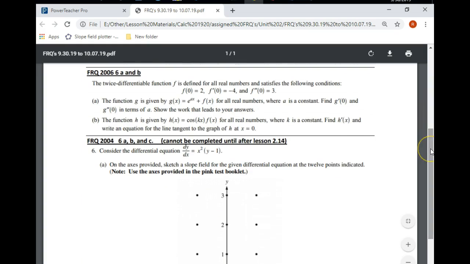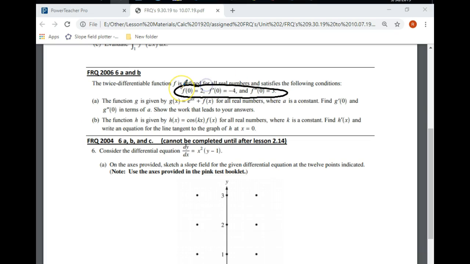All right. So on this one, they give us a couple of initial conditions. f of 0 equals 2, f prime of 0 equals -4, and the second derivative, f double prime of 0, is 3. So the first problem is saying that this is the function g. A is just a number, so it would play the role of just like a 2 or a 3, for instance. And our goal here is to find both g prime of 0 and g double prime of 0. Okay, I'll go ahead and walk you guys through that.